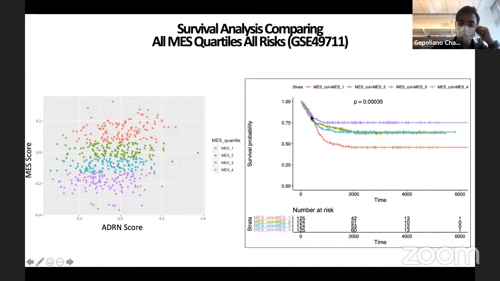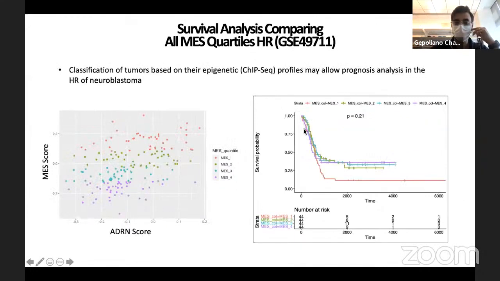And what we can demonstrate or see is that tumors with high mesenchymal scores have a lower survival probability. Here I'm looking at all risks, but there is some evidence that when I look at the high risk cohort, that cohort also has a lower survival probability. And so this is showing some evidence that the classification of tumors based on their epigenetic profiles may allow some prognosis analysis in high-risk neuroblastoma. And this is very important because, as I said, for high-risk neuroblastoma, there's no such a prognosis system yet. And that's what we're working with.